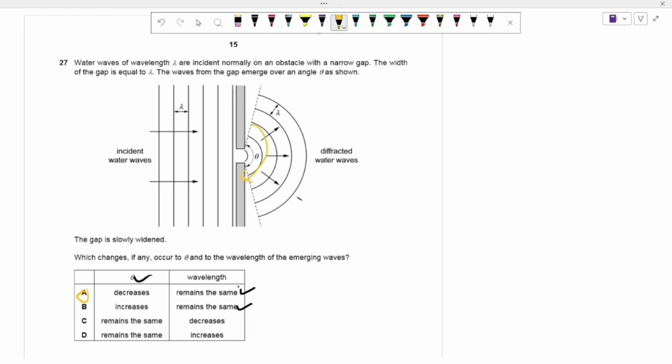If the gap is widened, there is less diffraction, meaning I'm going to have a smaller value of theta because it's going to spread less into this gap. If the diffraction was bigger, theta would increase because, let's assume, it's going to spread here. So basically, your theta is going to be increasing. I hope that made sense.